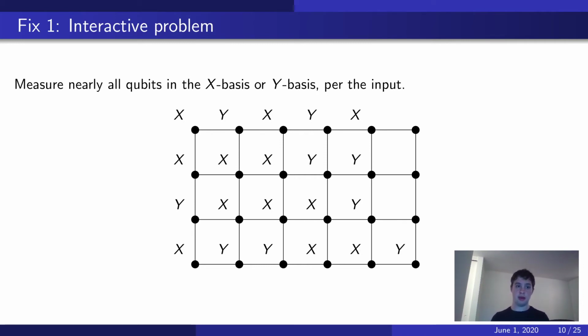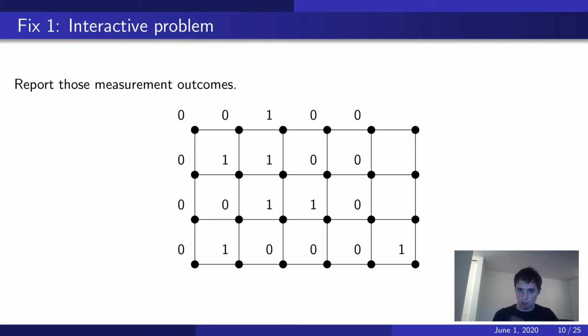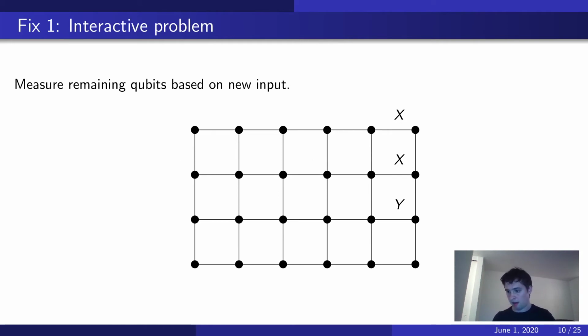Now, step 3, we measure nearly all of the qubits in this cluster state in either the X or Y basis. So unlike HLF, we keep a constant number of qubits at the end. We reserve it for later. So we measure them, we get outcomes and report them back, and only then are we told how to measure the remaining constant number of qubits. So we do that and return those answers.